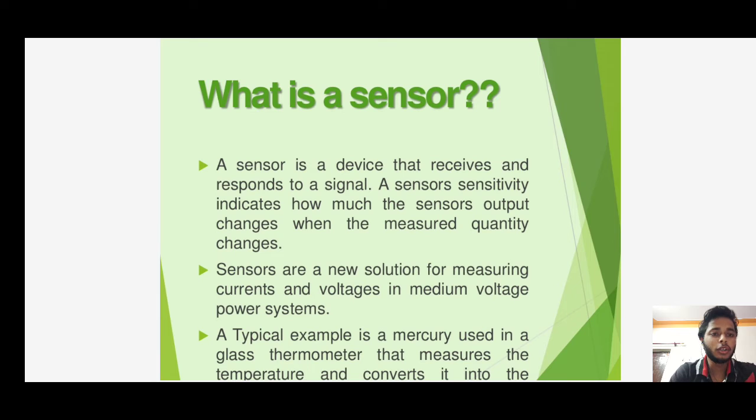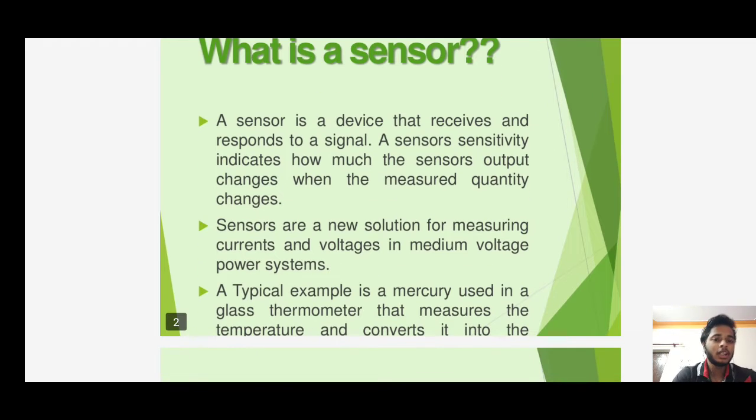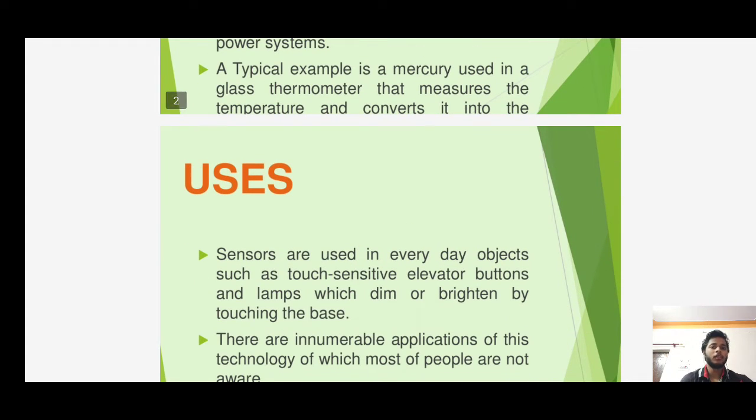Sensors are a new solution for measuring currents and voltage in medium voltage power systems. A typical example is the mercury used in a glass thermometer that measures temperature. Now, we have to know the uses of the sensor. Sensors are used in everyday objects such as touch-sensitive elevator buttons and lamps which dim or brighten by touching the base.